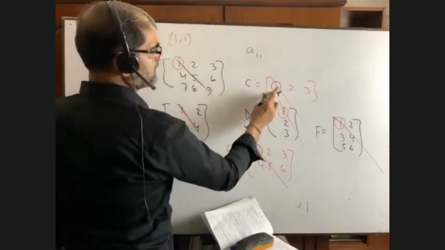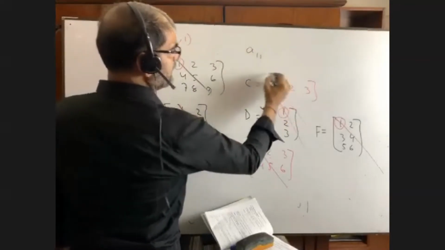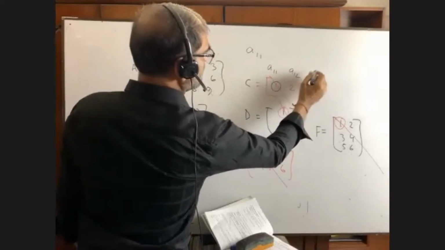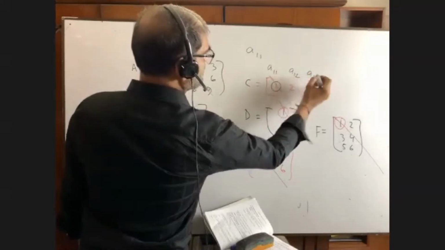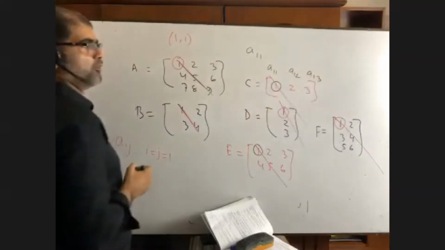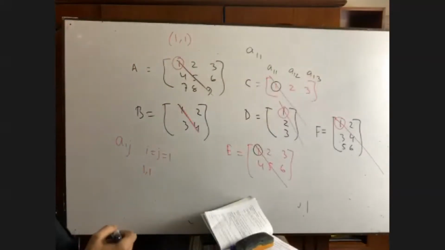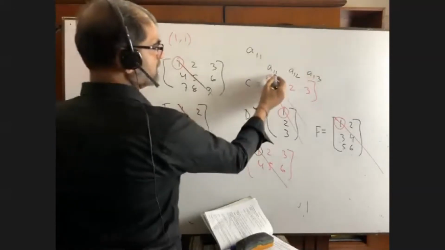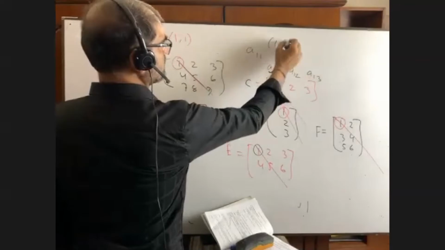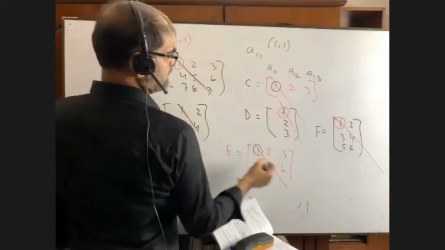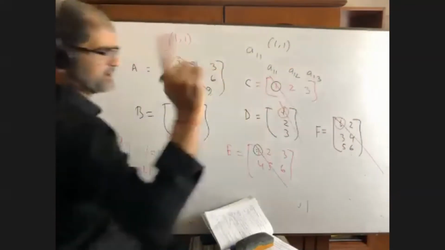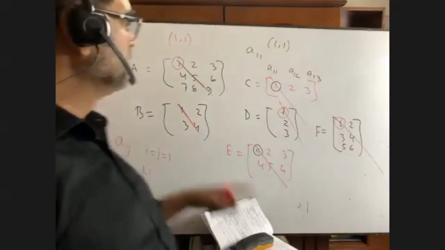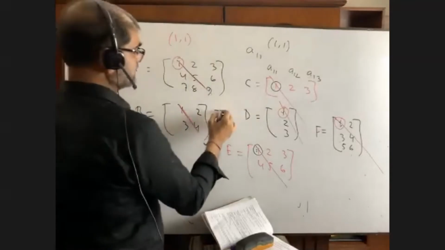It is A11, it is A12, it is A13. This is the first row. Okay, so it has started with 1, 1. Yes, the principal diagonal can be drawn, but we will not get the trace.